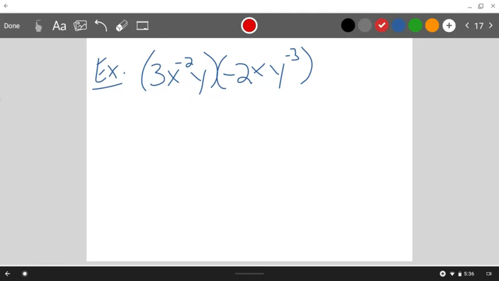Okay, we're going to start doing some messy ones, using several of our properties now. So for this problem, 3 and negative 2, there are no special exponents on either of those numbers. There are no exponents outside the parentheses. So we can just multiply 3 and negative 2, which is negative 6.